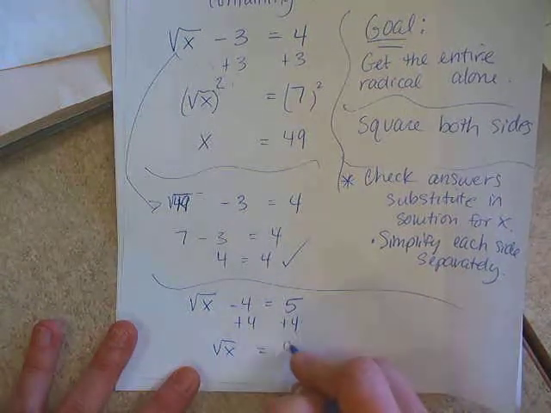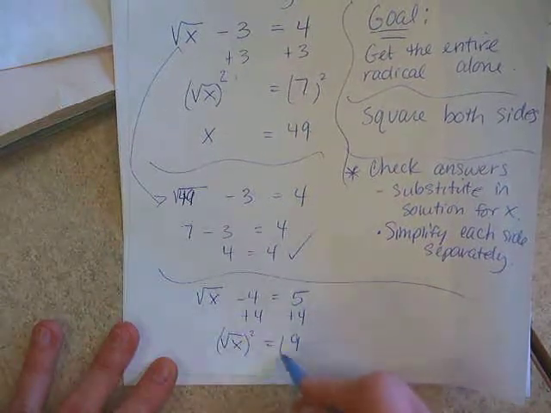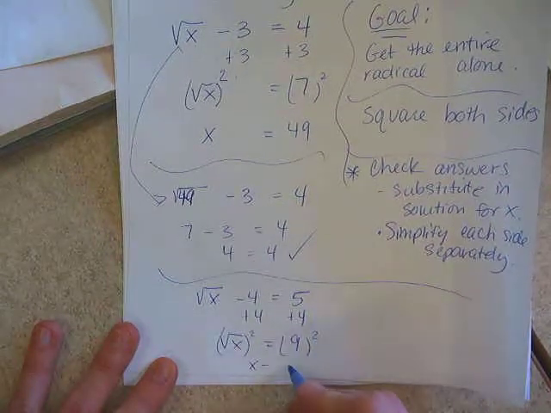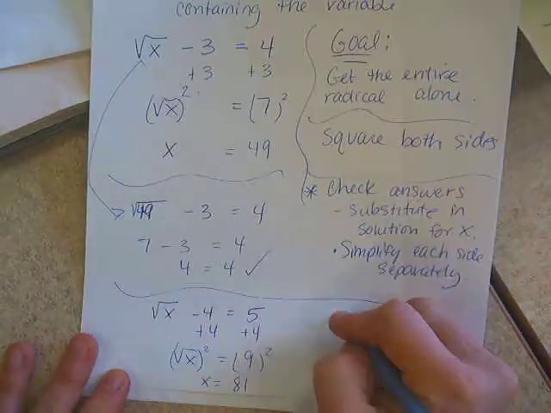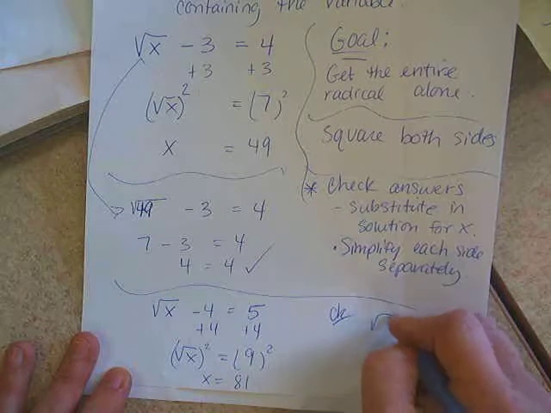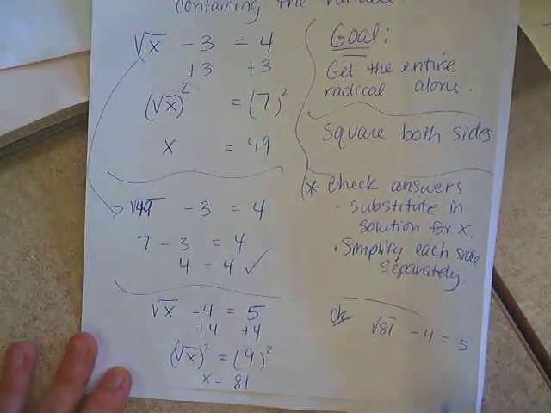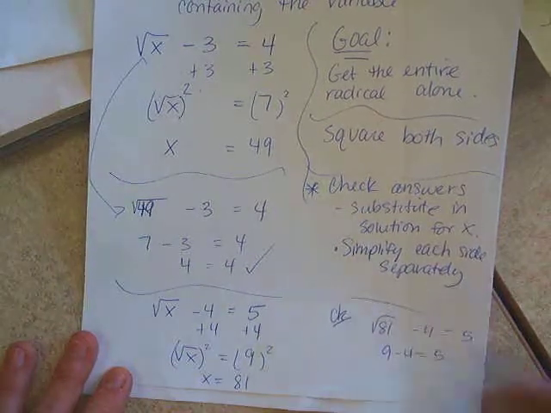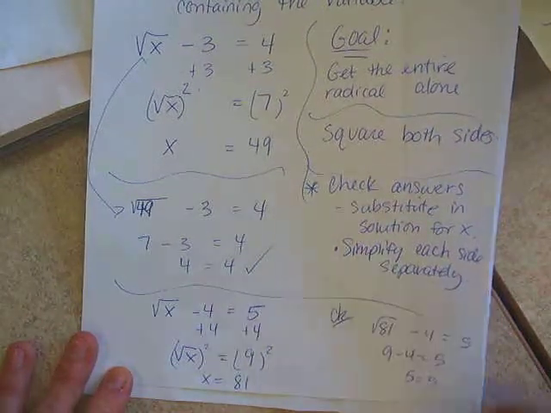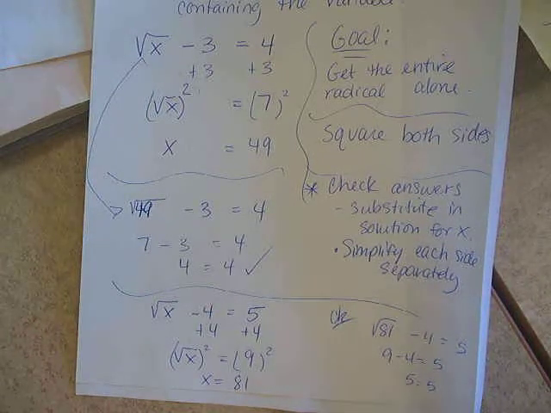So what's the first thing that I do? I add 4 because it's outside the radical, and I want to get the radical alone, so I get radical x equals 9. And then what? Square both sides. Square both sides. So x equals 81. And I'm going to check that. So I get the square root of 81 minus 4 equals 5. 9 minus 4 equals 5, and 5 equals 5.